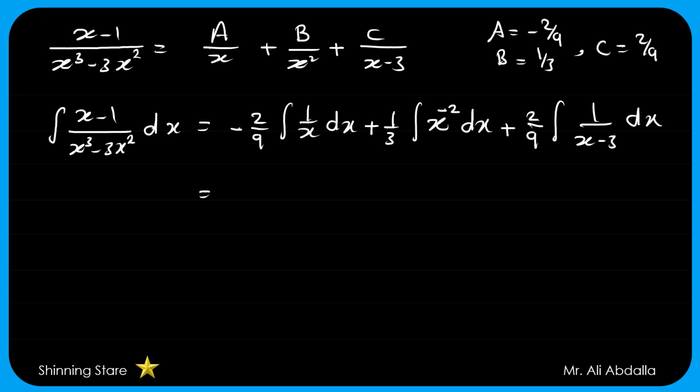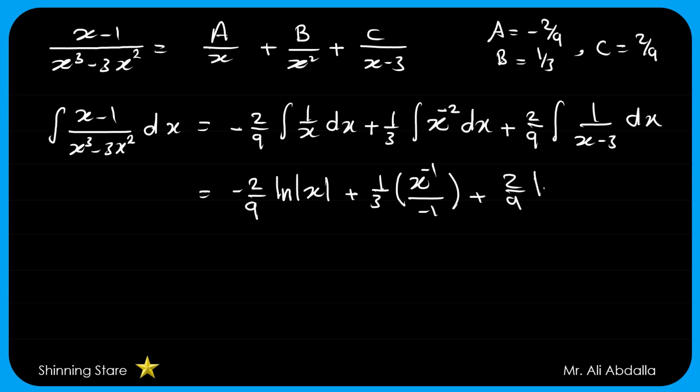Then we have negative 2 over 9 times the integral of 1 over x dx, which is the natural logarithm of the absolute value of x, plus here we can use the power rule to find this integration. Then we get 1/3 times x to the power negative 1 over negative 1, plus 2 over 9 times the natural logarithm of the absolute value of x minus 3, plus a constant.